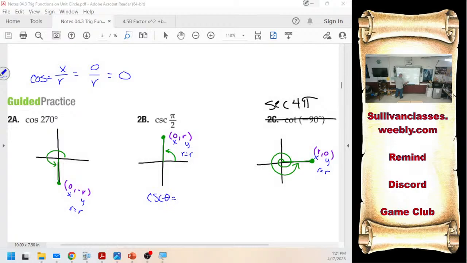Cosecant is R over Y. R is freaking R. Y is R. R over R is 1. Do you have to put the pi over 2 in that part? Do you say like equals pi over 2? No, I'm finding a value. I'm not solving equations. No equal sign. It's asking a question of a value. It'd be like me asking, what is your age? Okay.